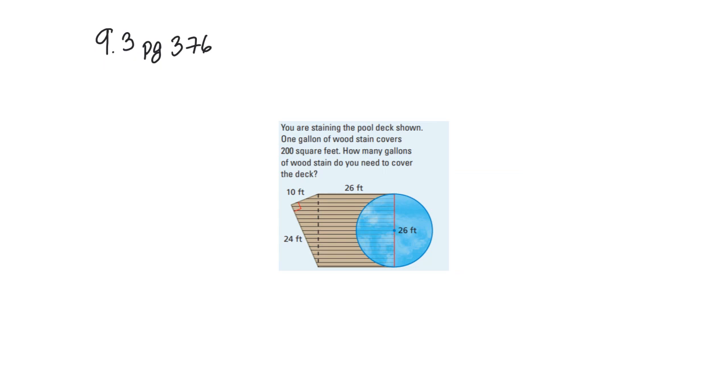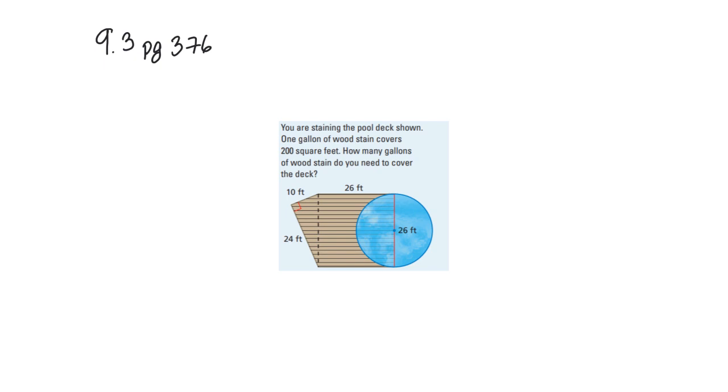So now I'm going to give you a word problem we're going to work through together, and then we'll be done here. So let's say that we have this pool deck, and 1 gallon of wood stain covers 200 square feet. How many gallons of wood stain do you need to cover the deck? So that's just the wooden part. We need to know what's the area of the wooden part. And then we can figure out how many gallons of stain we need.